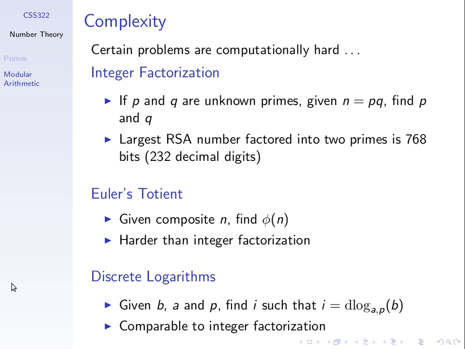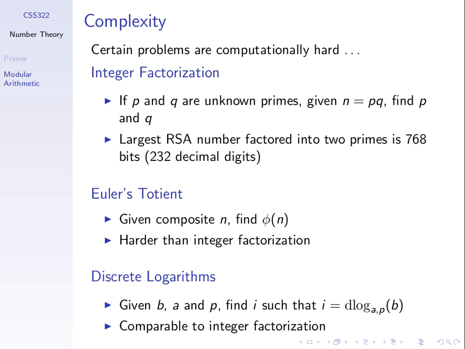Last slide here. Some problems related to number theory are complex, computationally hard. That means if the numbers are large enough, no one can solve them in reasonable time. So that is similar to our brute force attack. A computer cannot solve the problem within thousands or millions of years. That's what we define as computationally hard. There's no known way to solve it at the moment.